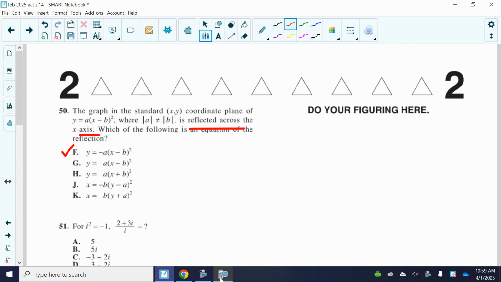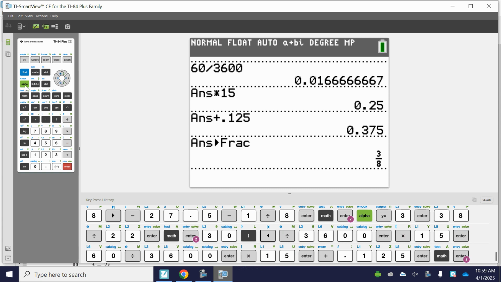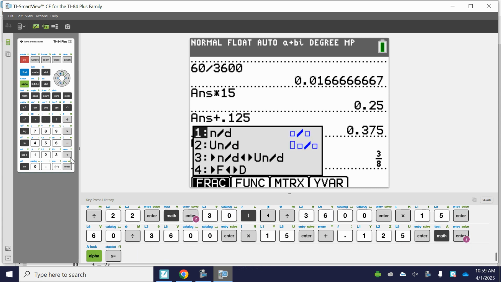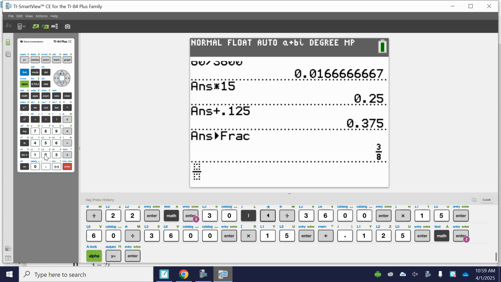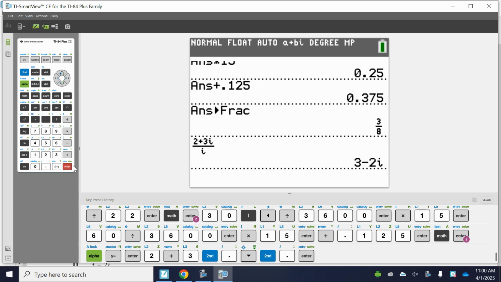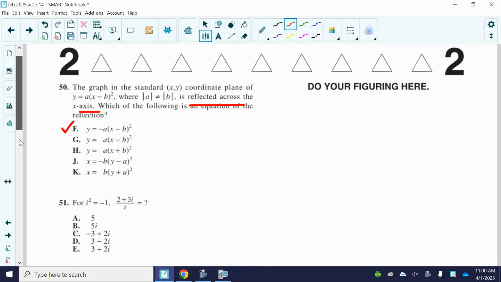If you don't know your i's, you're saved by the calculator. Alpha y equals 2 plus 3i. I is second decimal. Over I. Gets it right every time. 3 minus 2i is the answer.